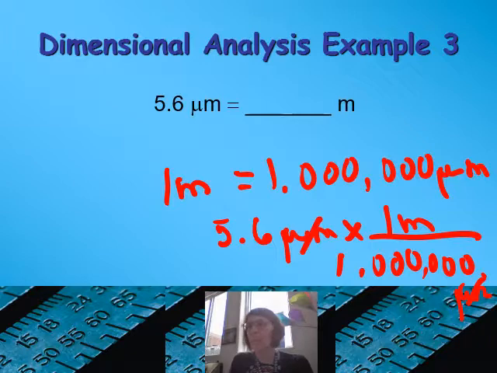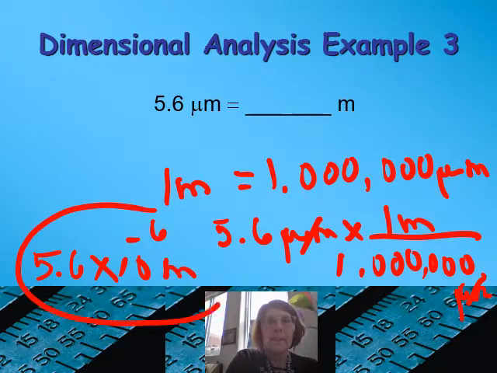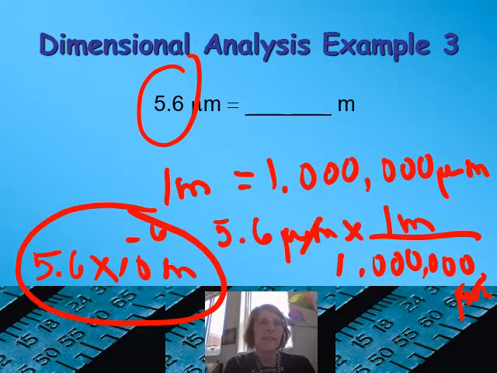So you're going to see something strange. It says 5.6 times 10 to the negative 6. It says e negative 6. That just means that it's a negative exponent. So it's meters. This is our answer. This has two significant figures, so does that. So we're good to go.